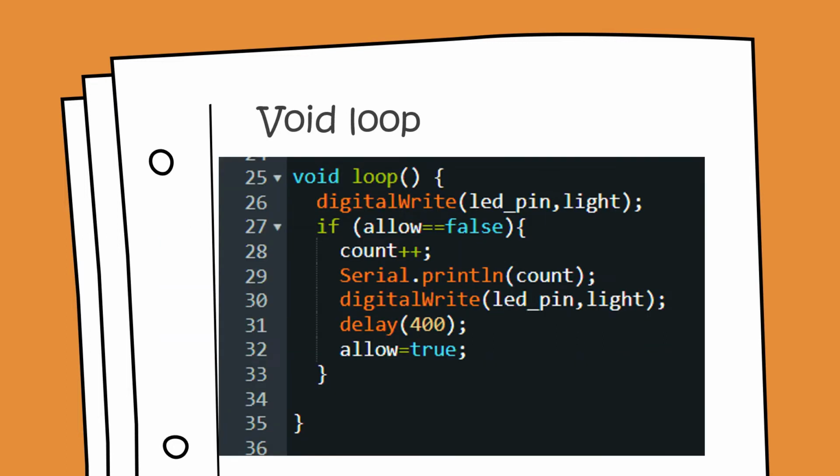And this is our void loop. Here, in case allow is false, that is, the interrupt has been triggered and the allow flag has been made false, then we increment the value of count. We print the value of count to the serial monitor. This is again merely for diagnostics; you can skip this in a real experiment. We write the value of light to the LED pin. If light happens to be set to true, this will cause the LED to come on, and if it happens to be false, then the LED turns off.